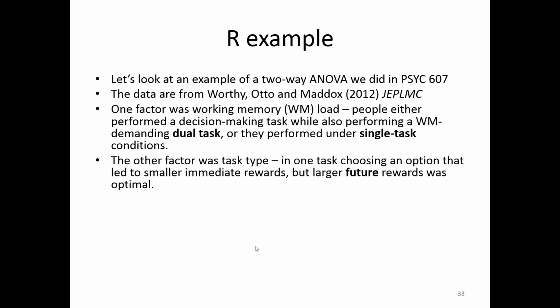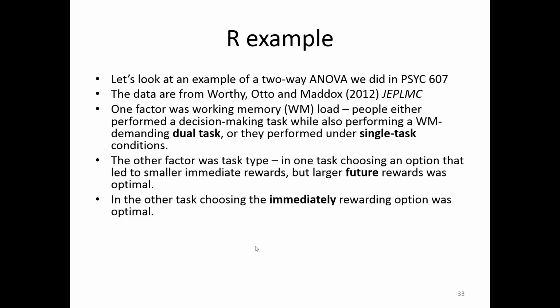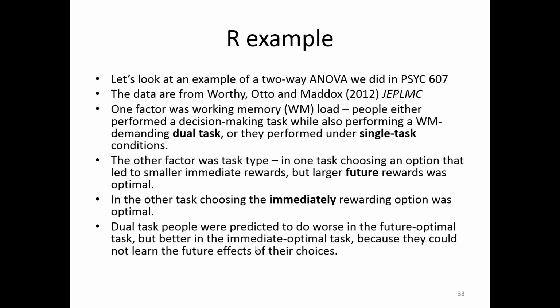The other factor, in addition to working memory load, was task type. In one task, choosing an option that led to smaller immediate rewards but larger future rewards was optimal. We're going to call this the future optimal task. In the other task, choosing the immediately rewarding option was optimal. We're going to call this the immediate optimal task. Dual task people were predicted to do worse in the future optimal task, but better in the immediate optimal task, because they couldn't learn the future effects of their choices.